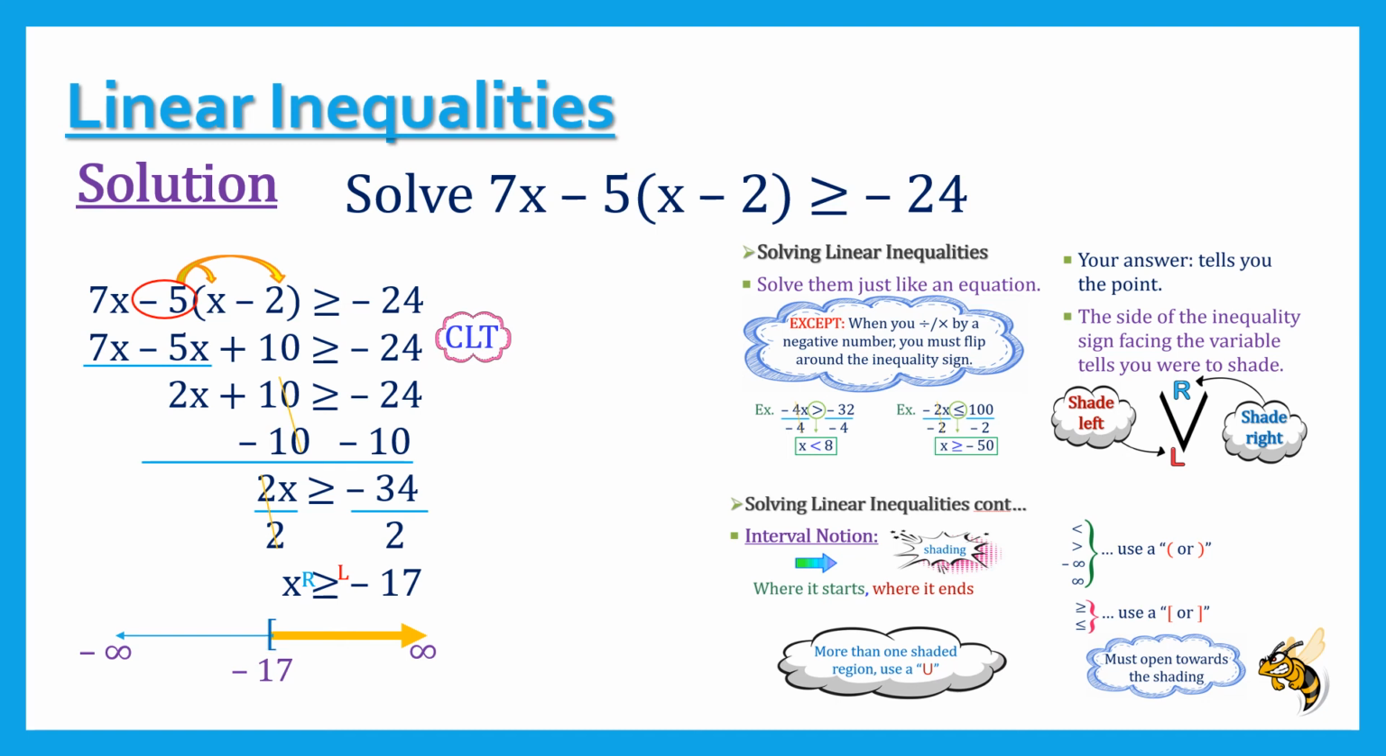Now, for me to put in set notation, remember, is where it starts and where it ends. It starts with negative 17 with a bracket and ends with infinity, which is always going to be a parentheses. And that's the final answer.